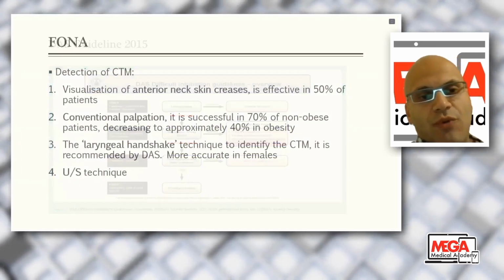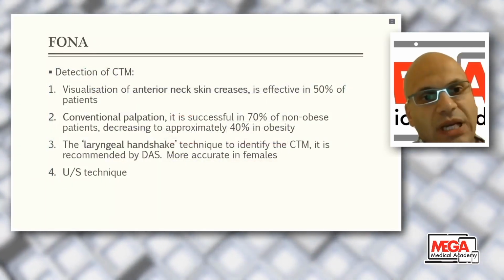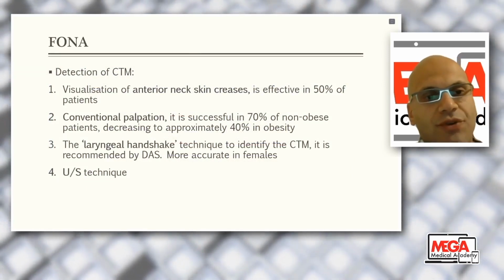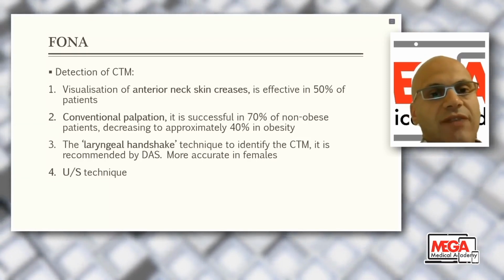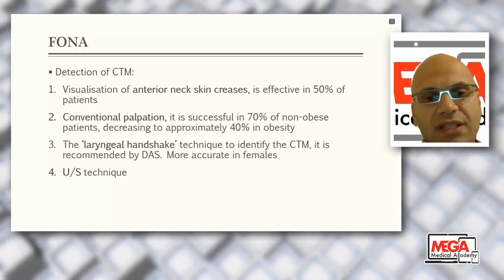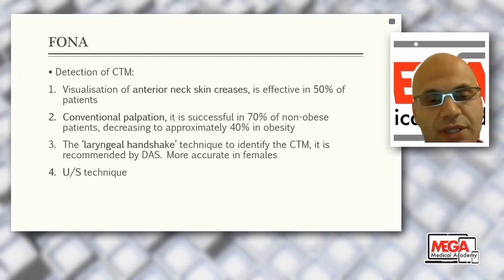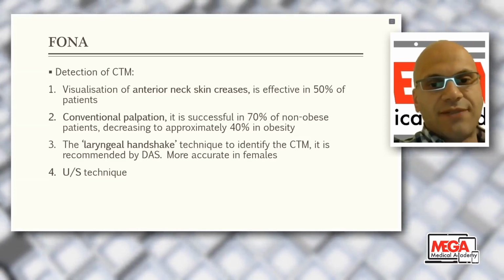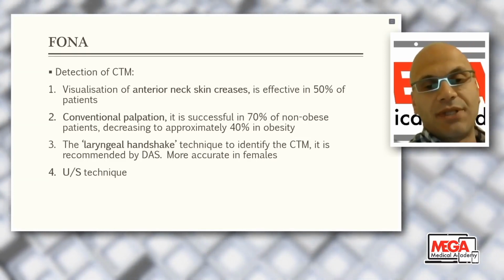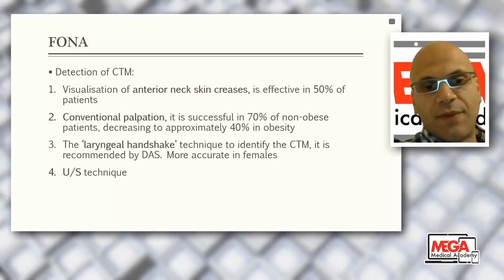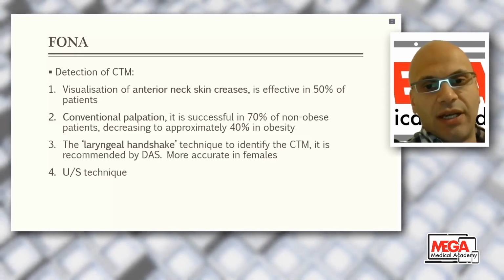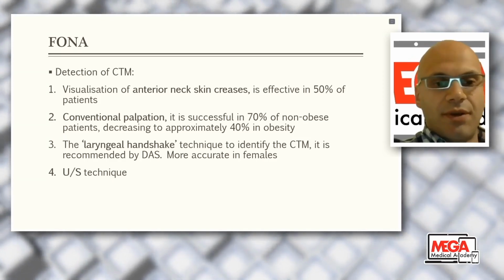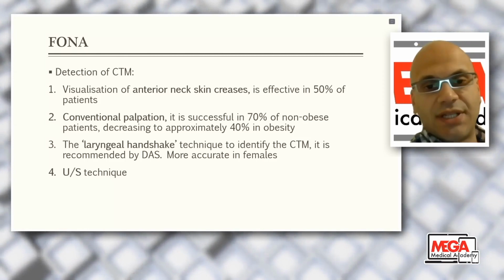The most important part in the cricothyroidotomy or FONA is to detect the cricothyroid membrane. Before, you could detect it by visualizing the anterior neck skin crease, which is effective in only 50% of patients, which is very low, or by conventional palpation, with a success rate of around 70% in non-obese and 40% in obese patients. The DAS recommends using the laryngeal handshake to detect the cricothyroid membrane. The fourth technique is using ultrasound.